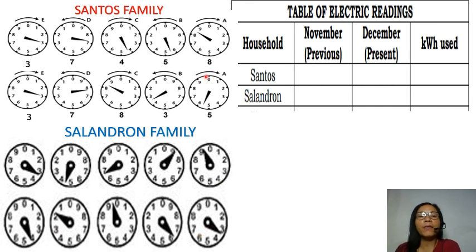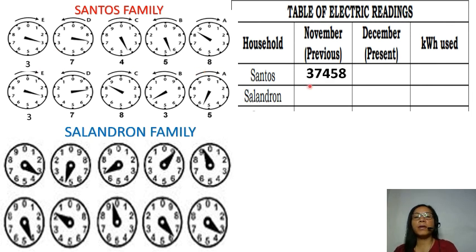So let's begin with Santos family's previous electric reading. You have there, the first dial is 8, second dial is 5, third dial is read as 4, and fourth dial 7, fifth dial is 3. So the previous reading of Santos family is 37458.